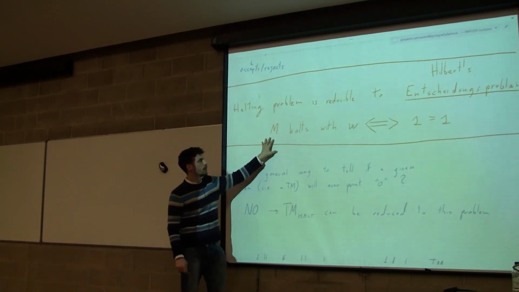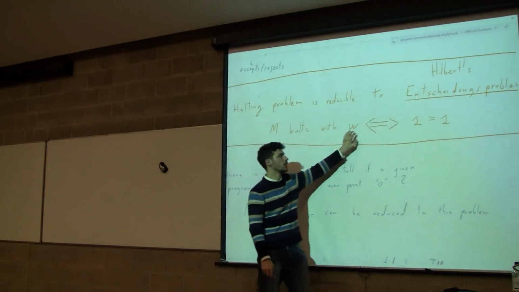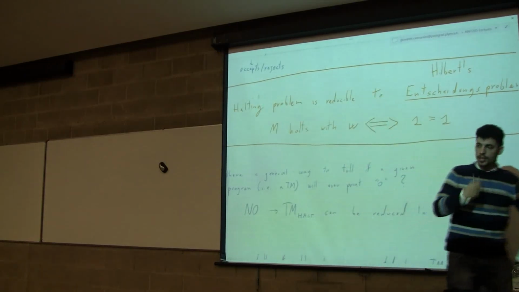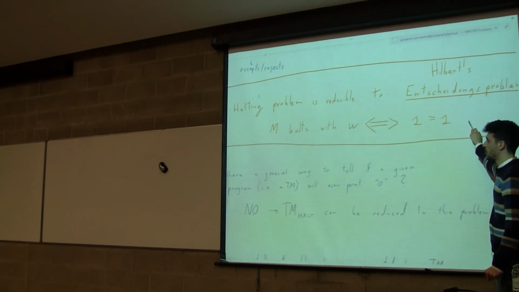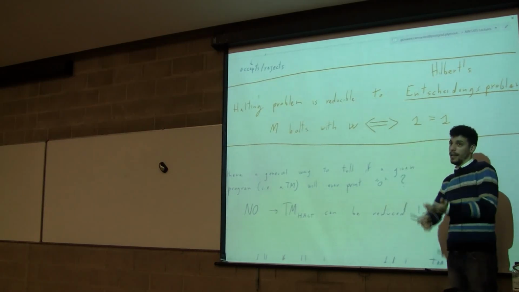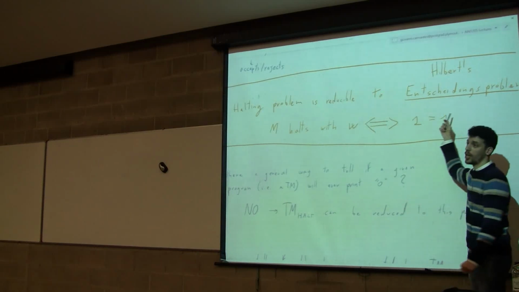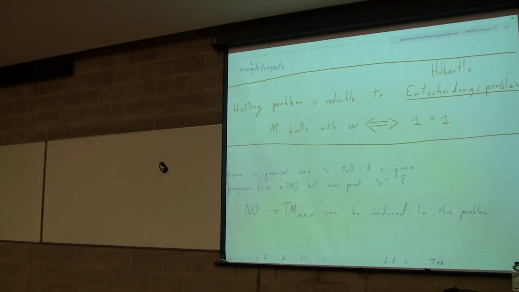So you can say that M halts with W as input if and only if, and then some tautology, so 1 equal to 1, right? So if you had the general procedure to know if this is provable, then you would solve the halting problem. And I just showed you that the halting problem is unsolvable. And so the Entscheidungsproblem is unsolvable. There's no general procedure to know if a statement can be proven, so if it comes from the axioms or not, right?